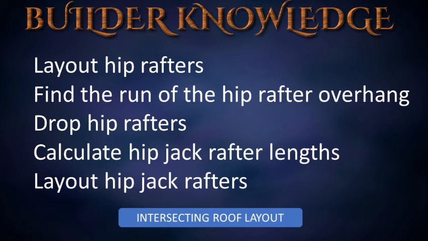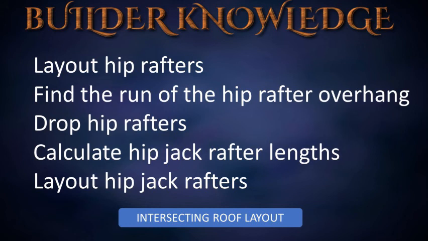Hip rafter overhang equals 1.42 inches per inch of common rafter run. For example, a roof with a common rafter run of 10 inches: 1.42 inches times 10 inches equals 14.2 inches, or 14 1/8 inches.